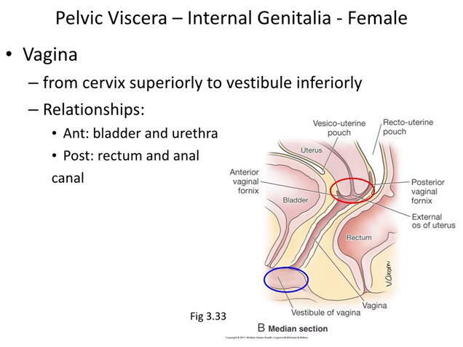All right, now the pelvic viscera, the internal genitalia specifically. We'll run through the female, and then we'll go through the male, starting with the vagina. The vagina runs superiorly from the cervix, highlighted by the red circle, and opens at the vestibule inferiorly, the vestibule of the vagina, which is highlighted by the blue circle.